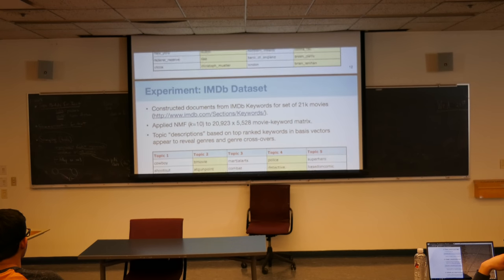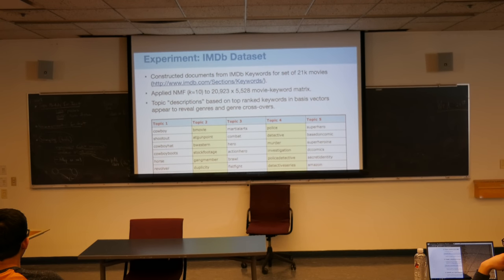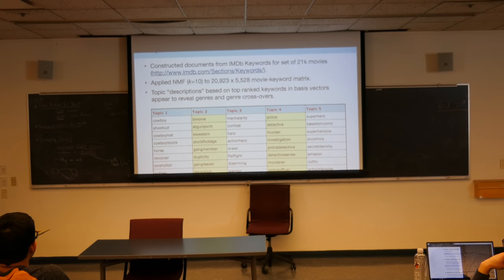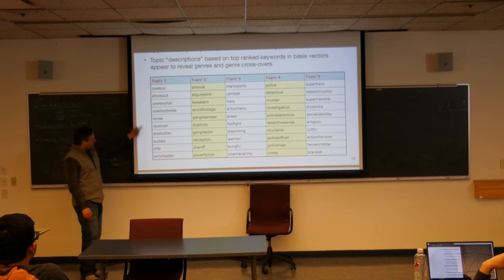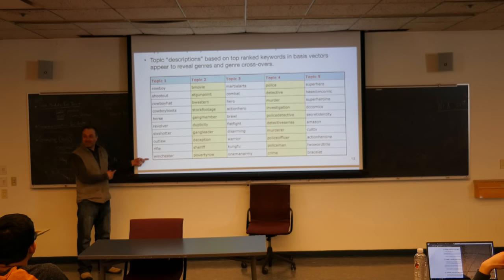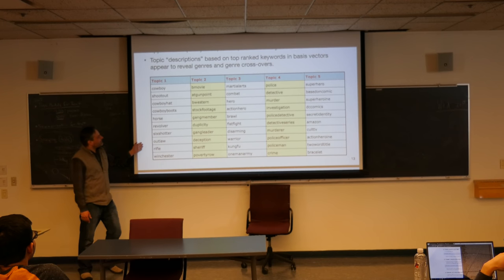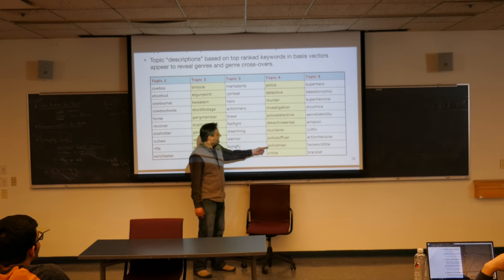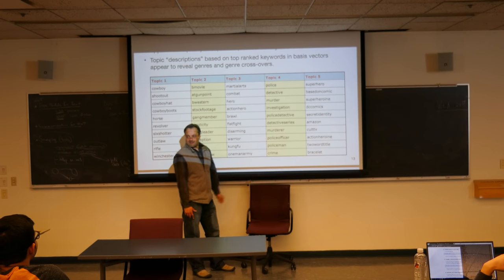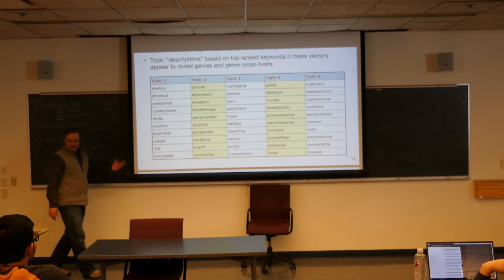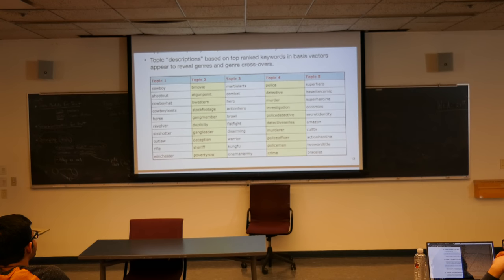Let's see. How about the IMDb dataset? What's IMDb about? Movies. Okay, so we all watch a lot of movies. Are these coherent? Topic number one, what's this about? Westerns. It's clearly the old cowboys and horses shooting. Big hats. How about this? Police, detective, murders, and so on and so forth. So this is a good example of coherent topics.